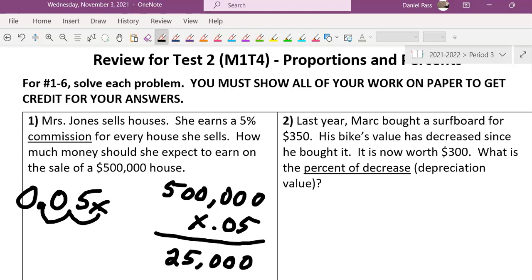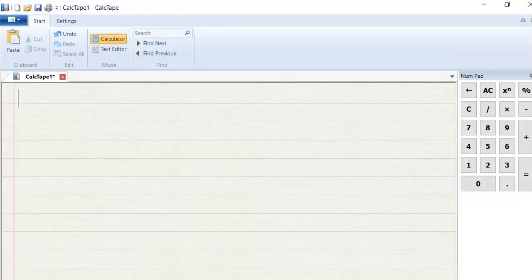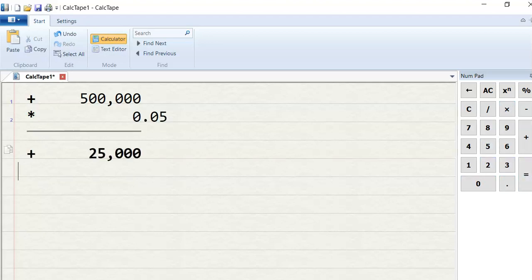Yes. Cool. Okay, let me double check it on our calculator just for fun. 500,000 divided by... no, not divided by. Okay, it's times. I don't know why I did that. Times 0.05. Yeah, correct. Very good. Let's give him a hand.